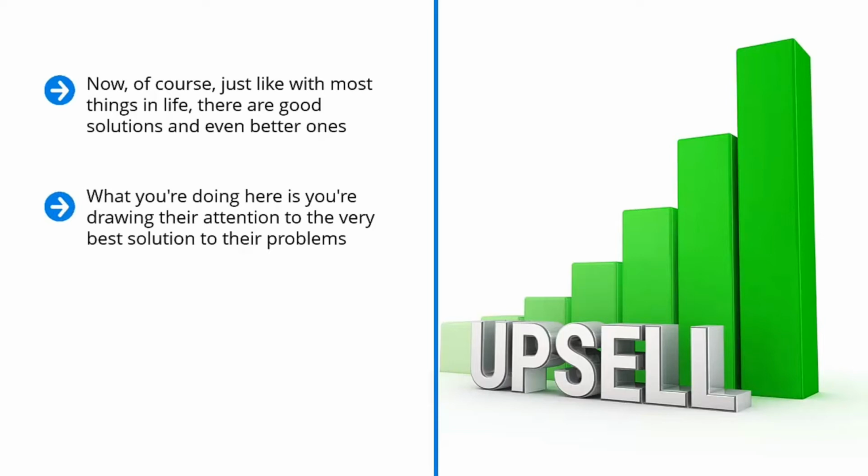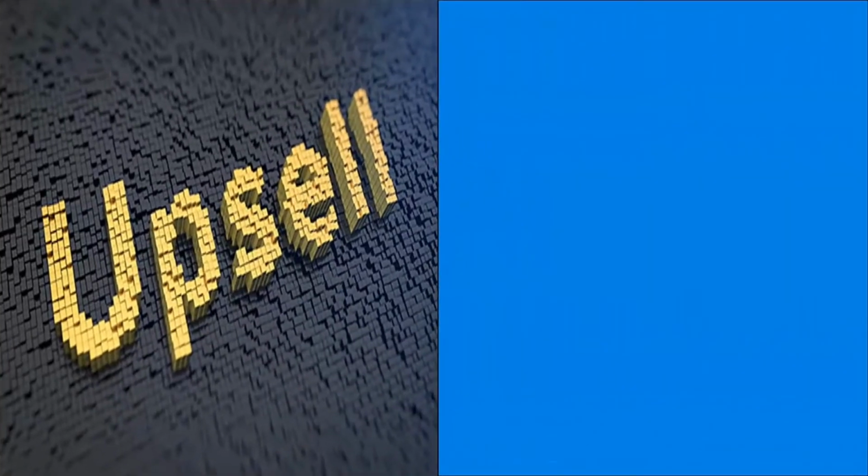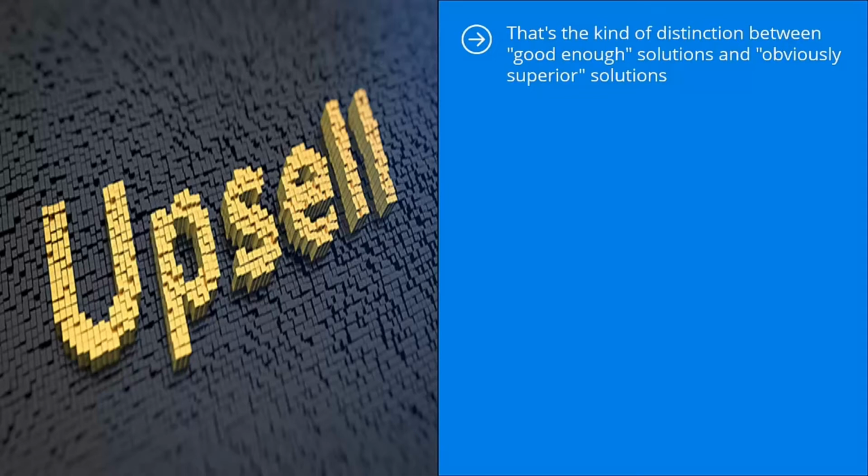For example, if you run a social media marketing mailing list, you can tell people that creating picture quotes and videos from pictures is a great solution to their original content needs. But an even better solution would be to automate these materials where people just click on images and all of a sudden, a video is created. It saves a tremendous amount of time, effort, energy, and most importantly, the created video would then automatically be uploaded to their social media accounts. That's the kind of distinction between good enough solutions and obviously superior solutions. That's how you upsell people to your list. You're still providing value. You're still answering their questions. You're still addressing their needs. But you're laying out a range of options.